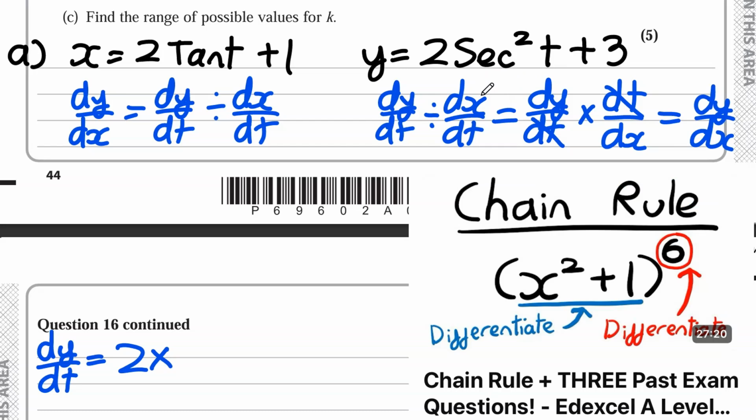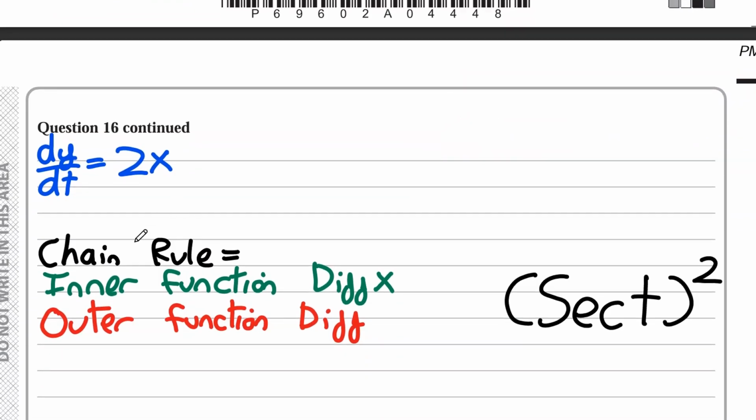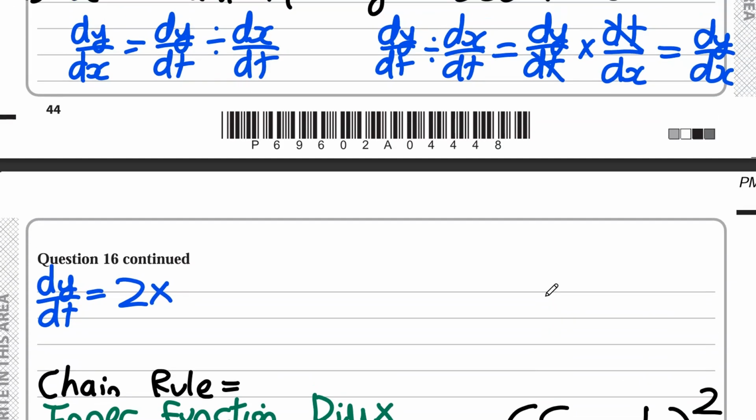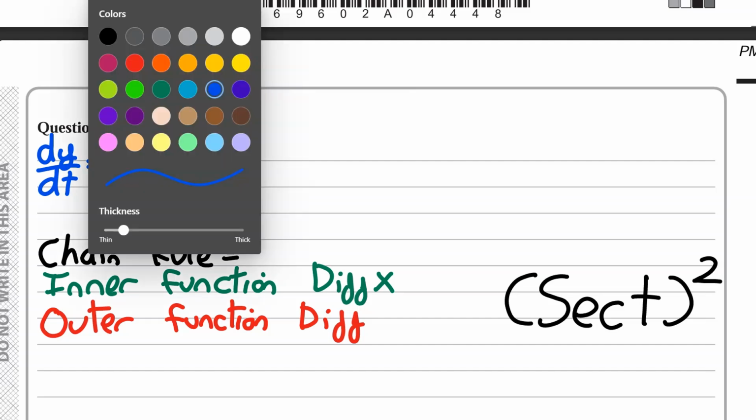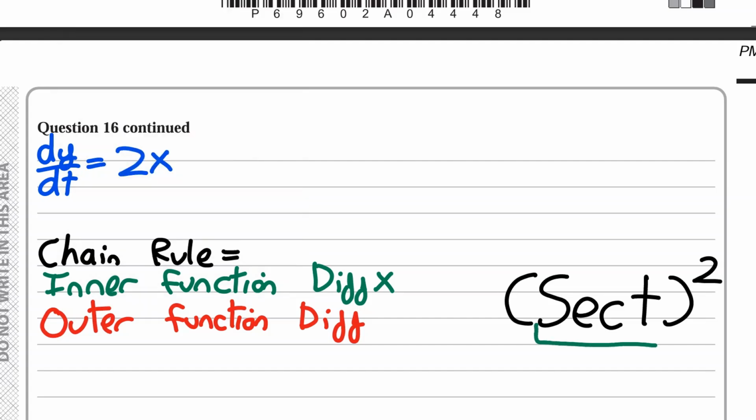Now, there are loads of different ways that people do the chain rule. The way that I personally do the chain rule is I say that the chain rule is the inner function differentiated multiplied by the outer function differentiated. So if we look at this example, this sec squared t, I've rewritten this as sec t to the power of 2, as this is easier to differentiate using the chain rule. I say here that the inner function is inside the bracket, so this is sec t, and the outer function is this power of 2.